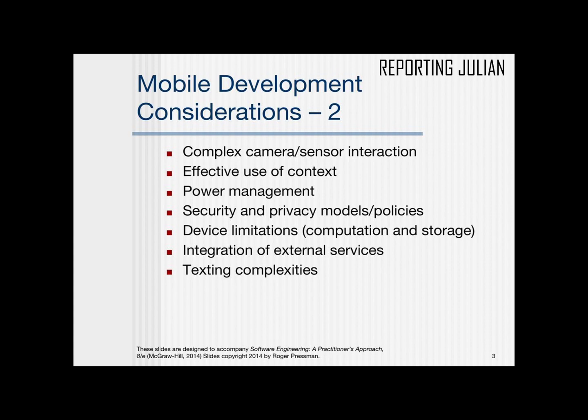Number 6 is the integration of external services. Combining the app with external services seamlessly for added functionality. Then number 7 is the texting complexities. Dealing with challenges related to text input and messaging within the app.